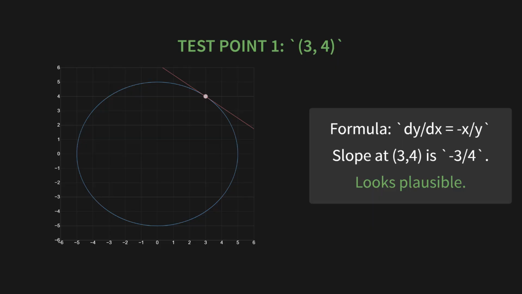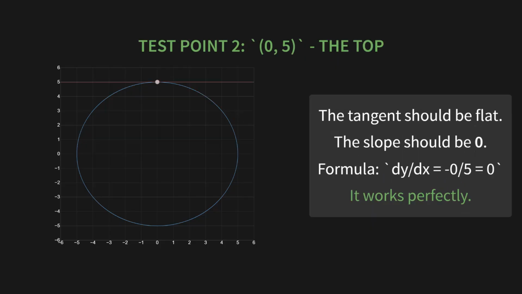Okay, test point 2: (0, 5). This is the very top of the circle. The tangent line should be completely flat. The slope should be 0. Our formula gives us dy/dx equals negative 0 over 5, which is 0. It works perfectly. One more.